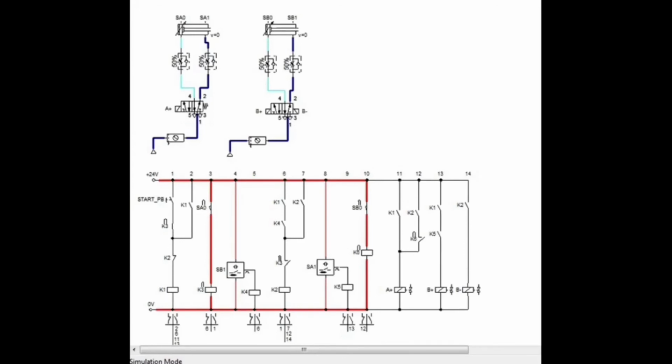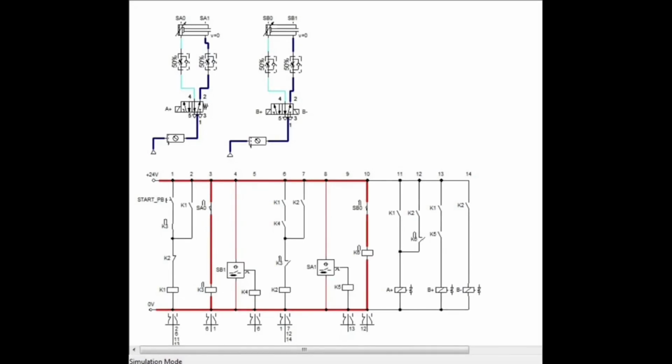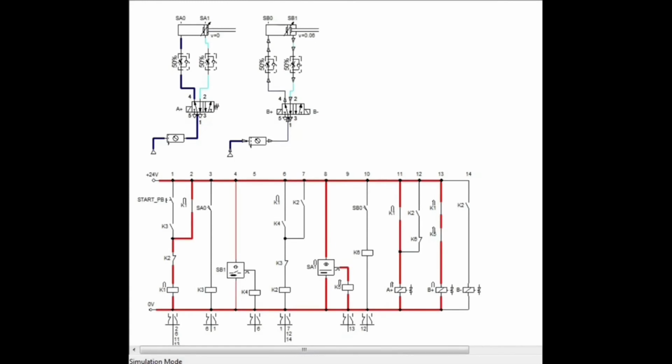Cylinder A will retract and deactivate the proximity sensor SA1. When cylinder A is fully retracted, SA0 will turn on and activate K3. K3 will cut the current flow to K2 and it will deactivate the solenoid valve B minus. Both cylinders return to their retract position. When the start PB is pressed, it will repeat the same process again.